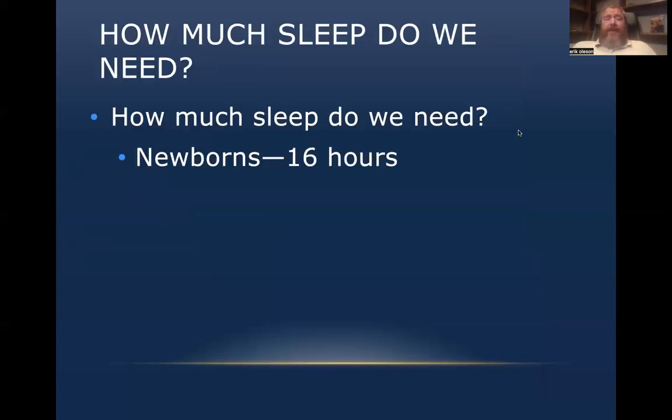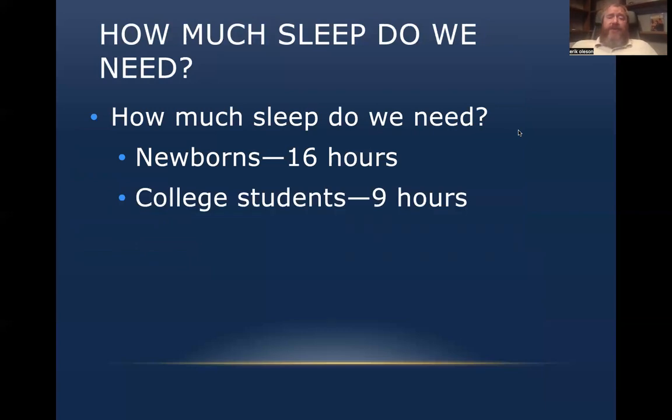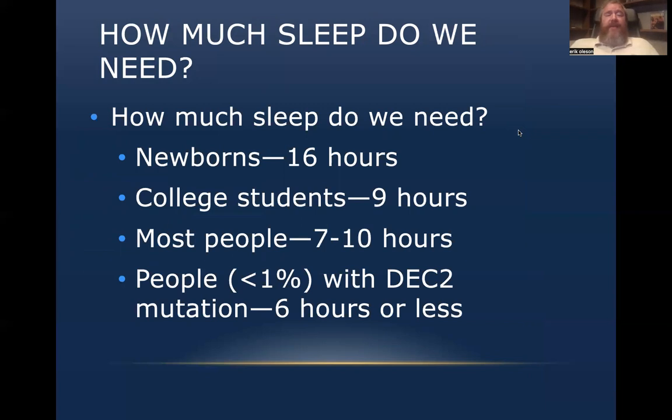So how much sleep do we need? Newborns need around 16 hours, college students around 8 to 9, most people around 7 to 10. There are some examples of genetic factors that have been identified that are associated with people that require less sleep than others. In general, though, I would say that more people than you'd think believe they don't need as much sleep as they do. They're pretty much full of it.